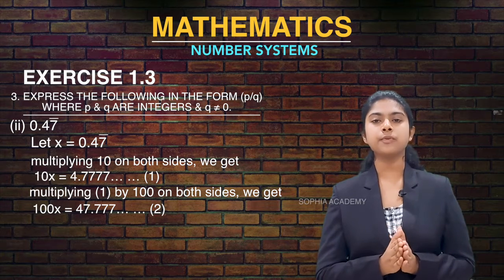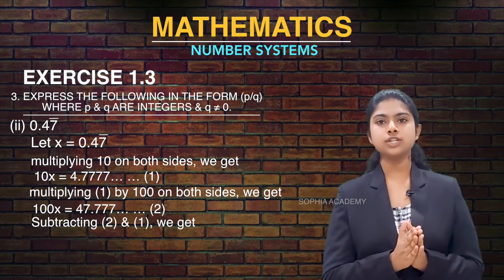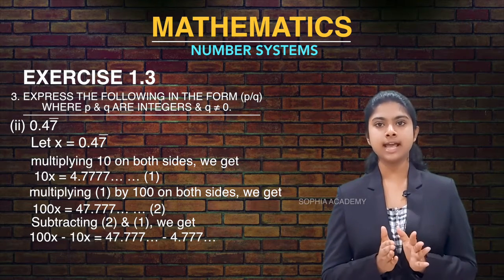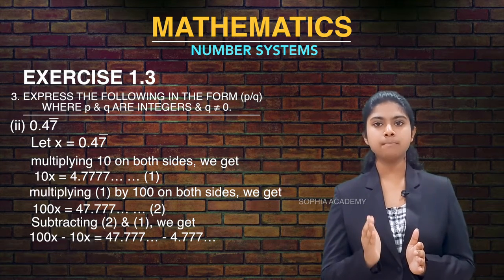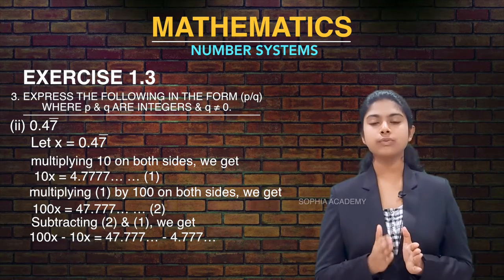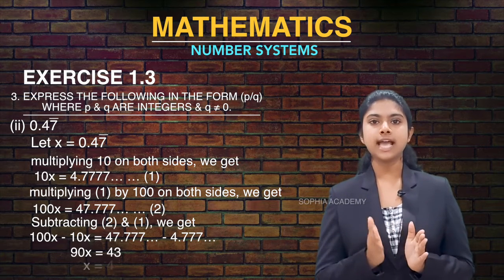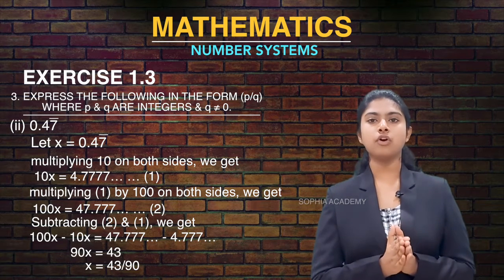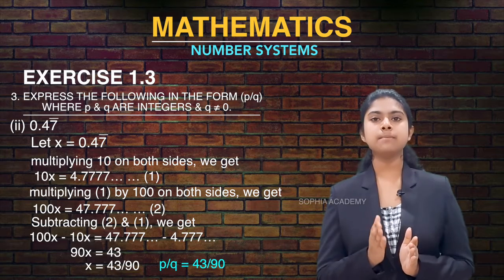Now we are going to subtract equation 2 and equation 1. When we subtract equation 1 from equation 2, we get 100x minus 10x, which is equal to 47.7 bar minus 4.7 bar. Solving this, we get 90x is equal to 43, that is, x is equal to 43 by 90. So the p by q form of 0.4 7 bar is 43 by 90.